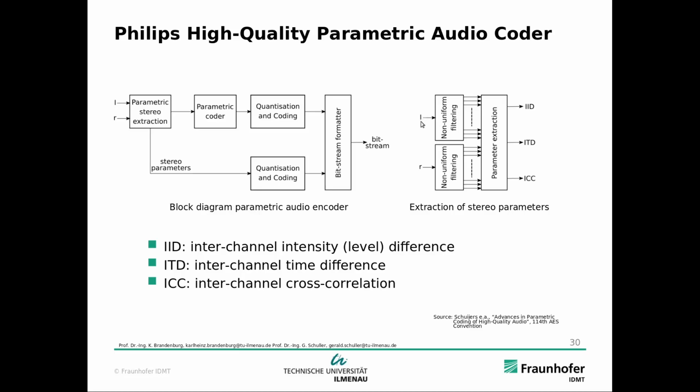Here we have left and right. So this is basically this block. Here we have a non-uniform filter bank, which mimics more closely what the ear is doing. And for each of those subbands, we then extract the interaural intensity differences, which is actually ILD, the level differences. Then we have the interaural time differences and the interchannel cross correlation as side information for the decoder.